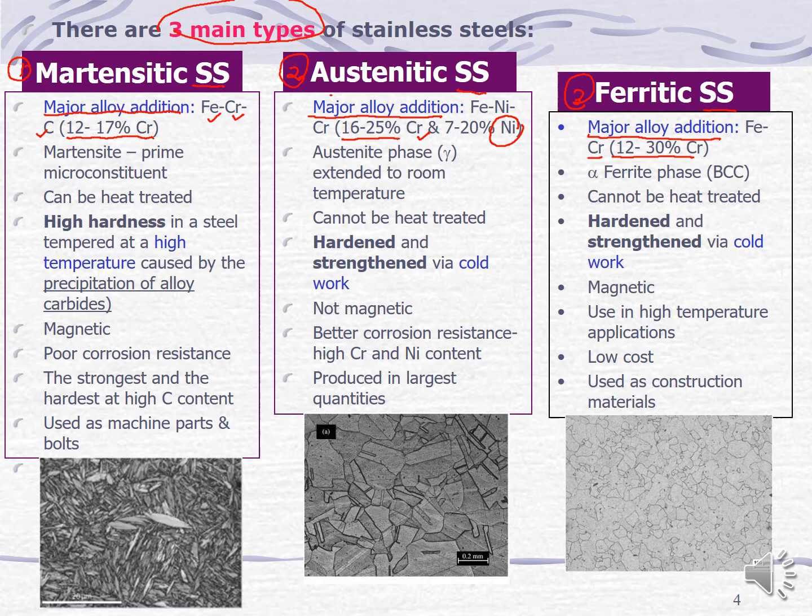Okay, for the martensitic stainless steel, martensite is the prime constituent. For the austenitic phase, gamma is extended to room temperature, as austenite is the micro constituent. And for the ferritic, alpha ferrite phase is the micro constituent. For the martensitic, this stainless steel can be heat treated. For the austenitic, it cannot be heat treated.